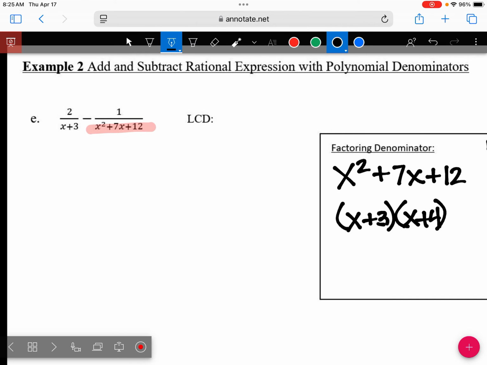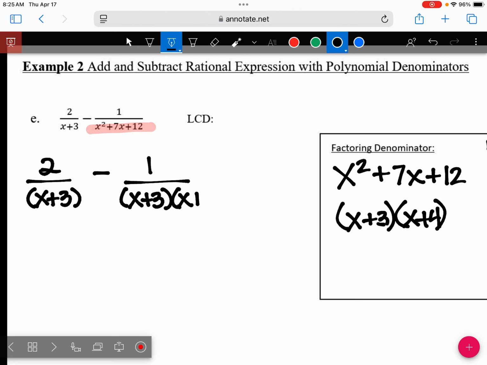So that means that I can rewrite this. My 2 over x plus 3 doesn't change. And then it's minus 1, and I'm just going to write that in the factor form. So my LCD has to have both. So which fraction am I going to multiply? Is it the first fraction or the second fraction? This is the first fraction. This is the second fraction.